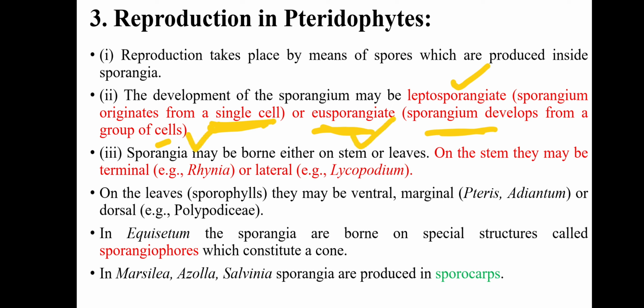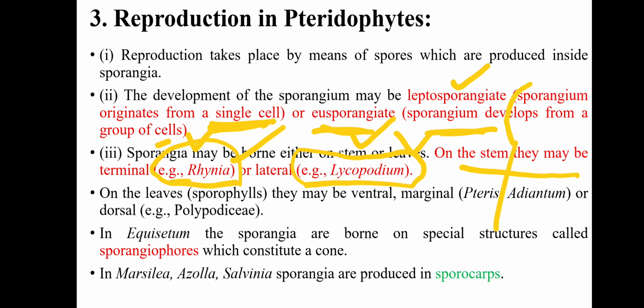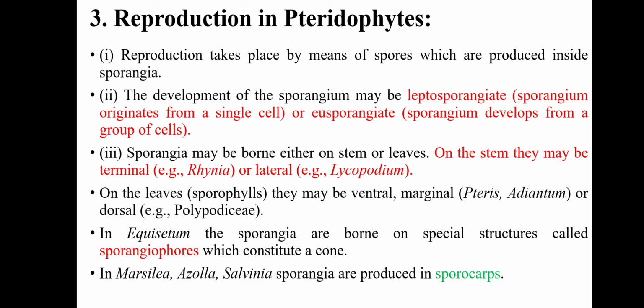Sporangia may be borne either on the stem or on leaves. On the stem, they may be terminal in position as seen in Rhynia, or may be lateral as seen in Lycopodium. They may be terminal like this or may be lateral like this, like in Lycopodium. On the leaves or sporophylls, they may be ventral, marginal or dorsal. So the sporangia may be present ventrally, or on the margin, or they may be present on the dorsal side.